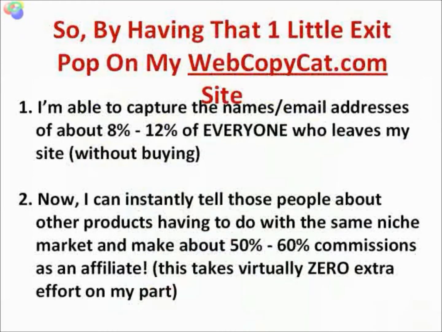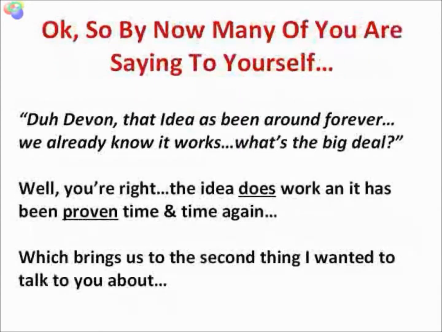You see, by having that one little exit pop on my webcopycat.com site, I'm able to capture the names and email addresses of about 8 to 12% of everyone who leaves my site without buying. And once I've captured their name and email addresses, I can now instantly tell those people about other products having to do with the same niche market, and I can make about 50 to 60% commissions as an affiliate. And the best part is that this takes virtually zero extra effort on my part.